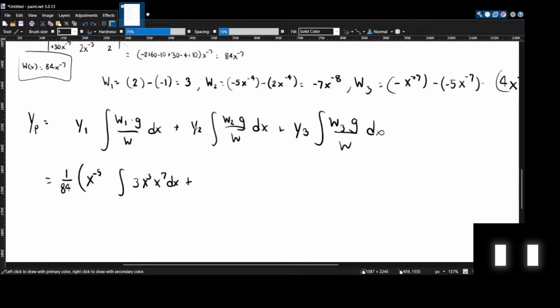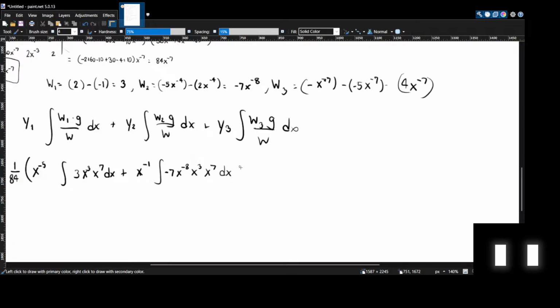The next term, y2, is x to the negative 1. We integrate it by w2 and g. w2 is negative 7 times x to the negative 8, g is x to the power 3, and 1 over w here is x to the power 7, because we pulled out the division by 84. And it becomes dx.